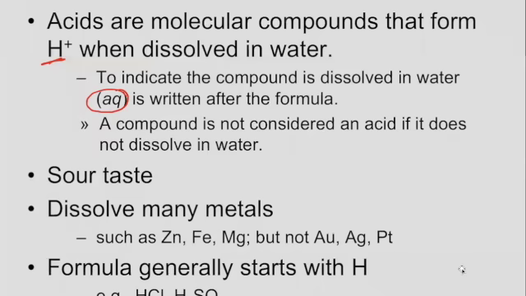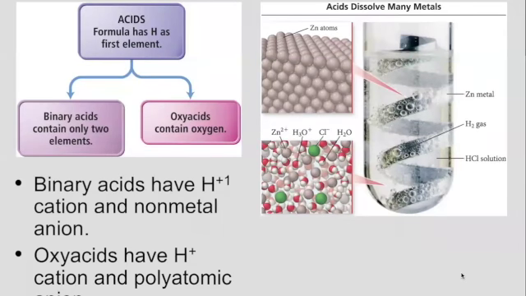Or whatever you have that it's called. Like I mentioned, the formula usually is going to start with an H. I say usually because there's exceptions. You're gonna start realizing that chemistry has a lot of exceptions. This is considered a binary acid. This is considered an oxo acid. Yes, we have two types of acid.